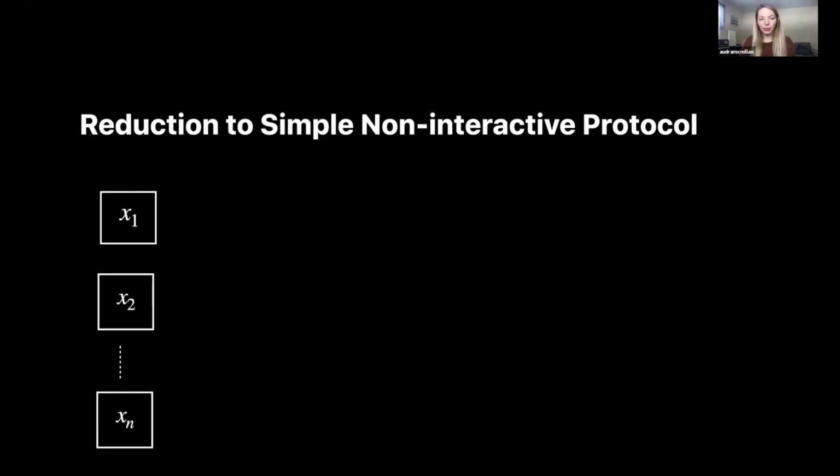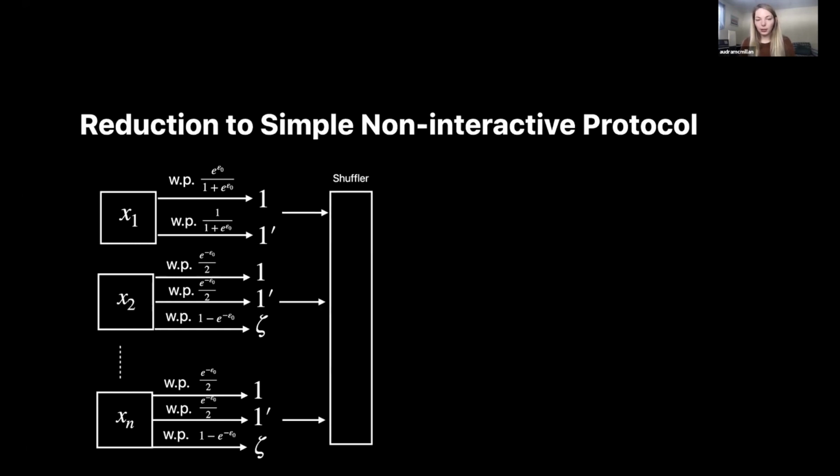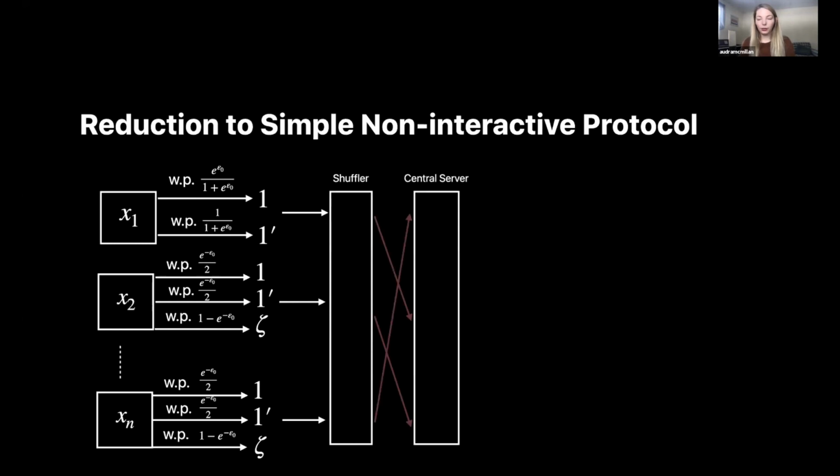Okay, so what this non-interactive protocol is going to do is, on the first data point, so this is the data point that differs between P and P prime, it's going to run a randomized response. So it's going to output 1 with slightly higher probability on x1 and 1 prime with slightly higher probability on x1 prime. What everyone else is going to do is with some probability they're going to output 1, with some probability they're going to output 1 prime, and with some probability they're going to output this third symbol, which we're going to call theta. Okay, so everyone's going to do that. They're going to send whatever they sampled to the shuffler. The shuffler is going to shuffle them and send them to the central server.